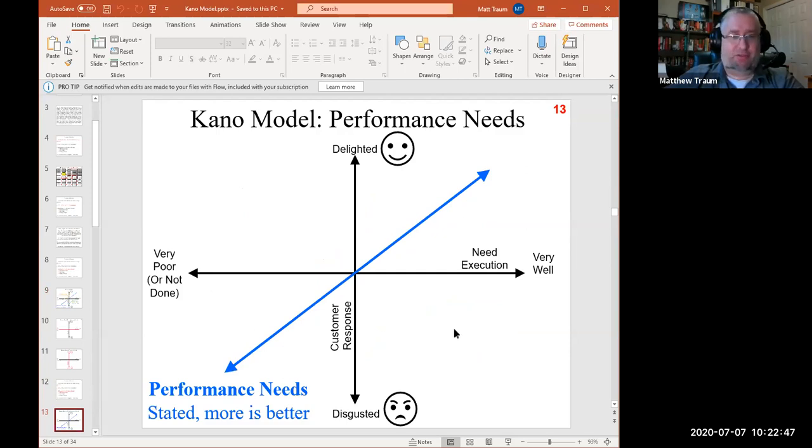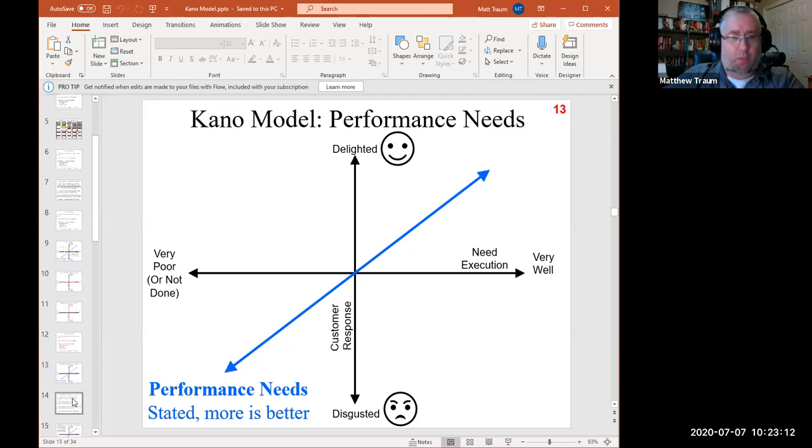And I have tried to be very conscious about staying away from using red because I recognize that there's a couple folks who have difficulty seeing red. So I've tried to keep things kind of blue and purple and other colors that are hopefully visible. So hopefully the color scheme works. So performance needs I'm going to represent here in blue.